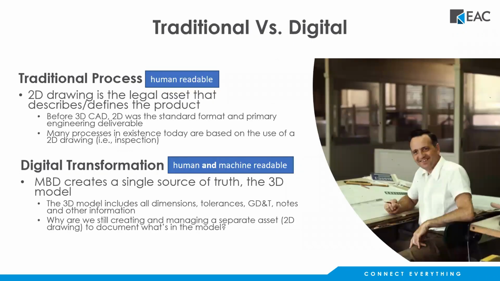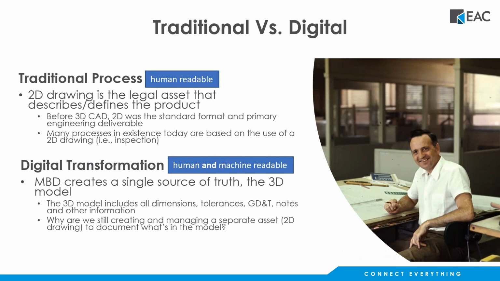So let's talk a little bit about product definition processes, the traditional versus digital with MBD. Traditionally, for probably about 95% of the companies that I work with, the 2D drawing is the legal asset that describes and defines our product. The reason for this is because before we had 3D CAD, 2D was the standard format and the primary engineering deliverable. And in many cases, like I said, it still is today.